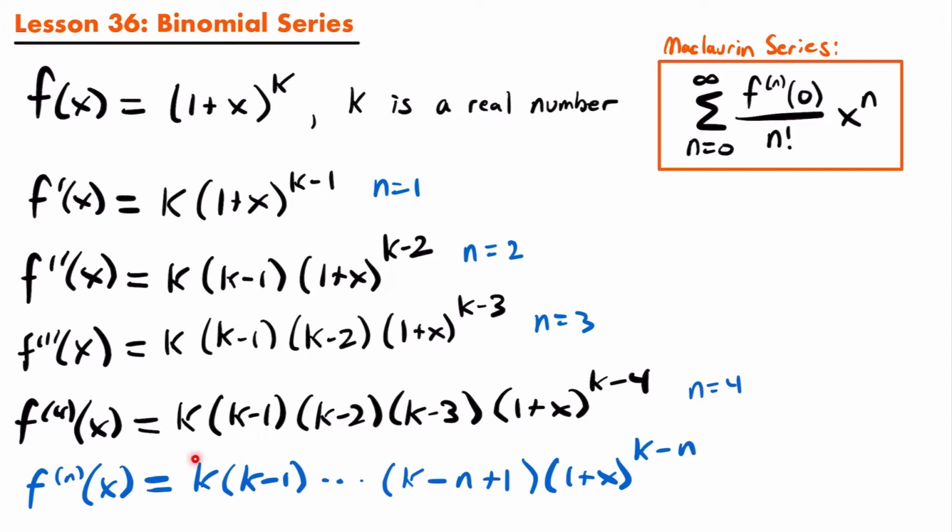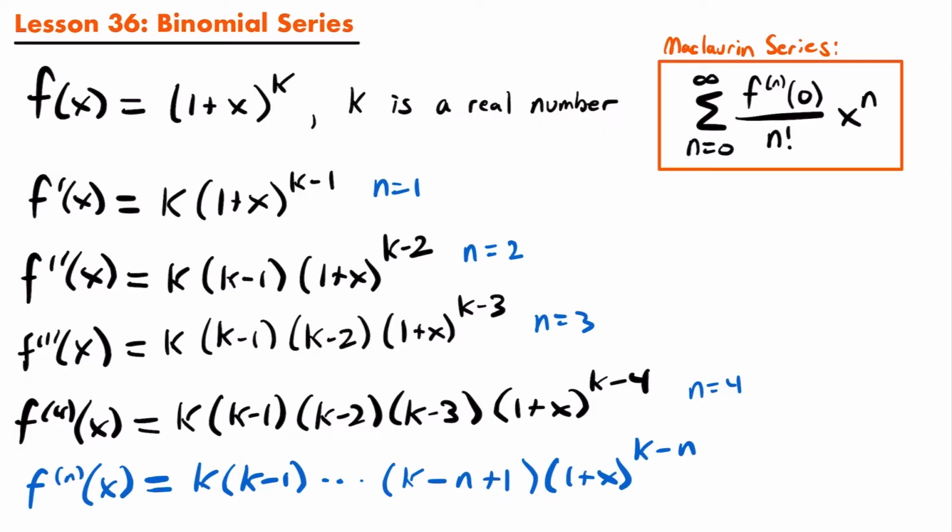All right, and so what we have right here is the nth derivative of our function f of x. For any nth derivative, whether that be the third derivative, the fourth derivative, the fifth derivative, and so on, we can plug that value of n that corresponds to that derivative into this expression to find that derivative. So if we wanted to find the seventh derivative, n would be equal to 7, and so we would multiply out these coefficients until we get to k minus 7 plus 1, which would be k minus 6. All right, and then we'd multiply by 1 plus x to the power of k minus 7. All right, so that's how this nth derivative works.